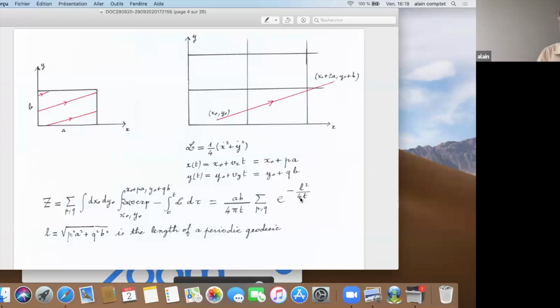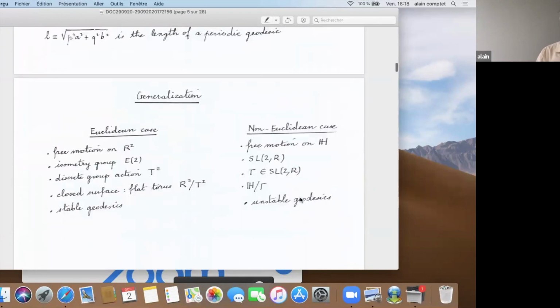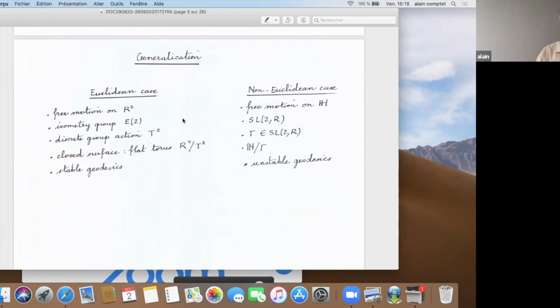So now what we have to do is to extend this construction, which holds for the Euclidean case, to the non-Euclidean case. So we will have to replace free motion on R² by free motion on the hyperbolic plane. The isometry group of R² is the Euclidean group. It will be replaced by the isometry group of the hyperbolic plane. And there is a discrete group action, which is essential, as we saw, which is the translation group. Here, it will be replaced by a certain subgroup of SL(2,R).